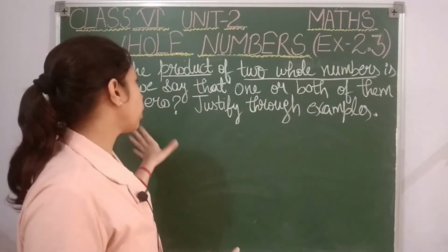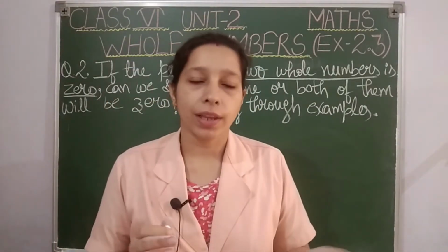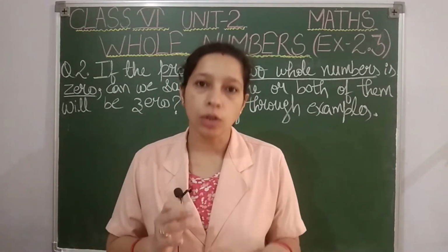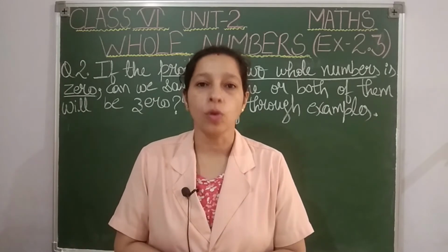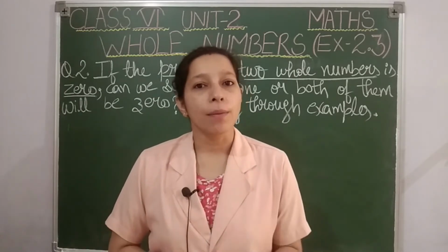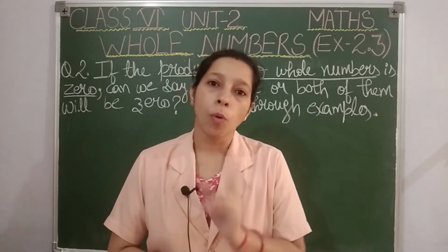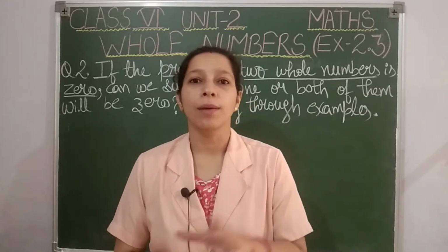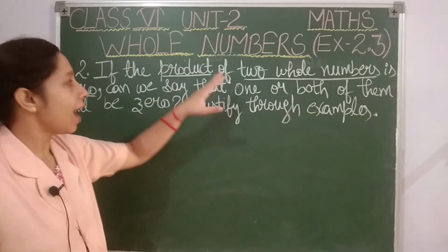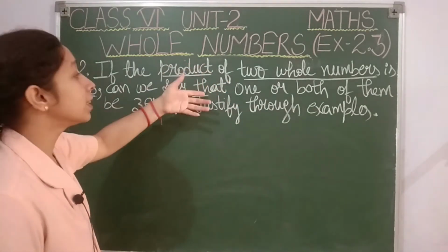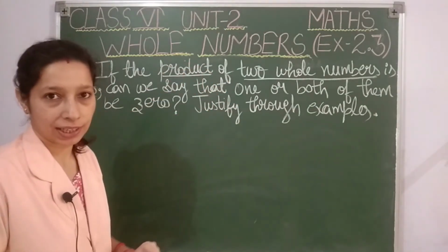So the first part of the question is, can you say that the two whole numbers that you have taken and you want the result as 0, from that one of the numbers will be 0 or both of them should be 0 to get the product as 0? Then justify through example. We have to justify our answer with example here students.